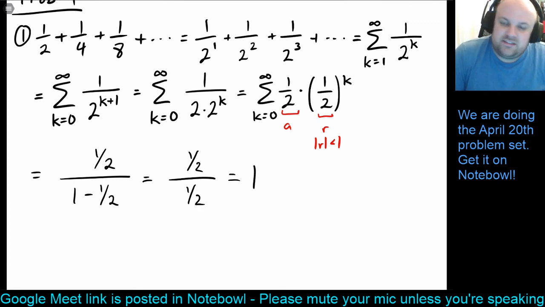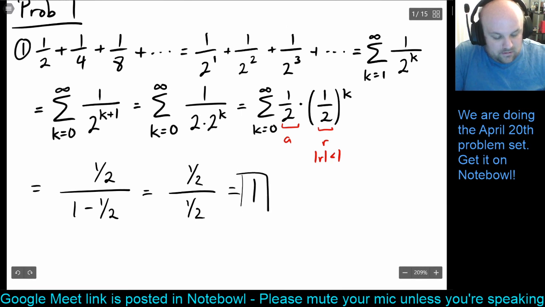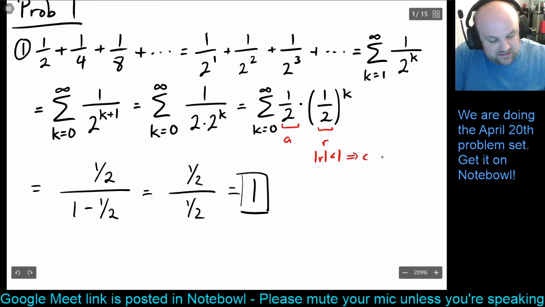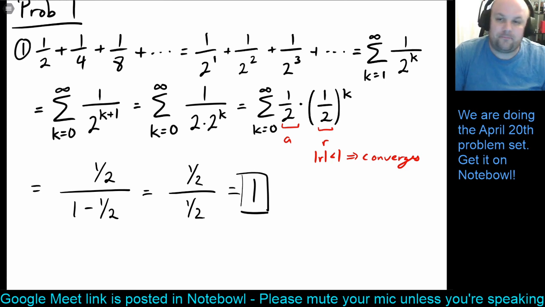So this series, if I add it up, well, first off, it converges because I found an actual number for it, and this is the sum. So actually, maybe I should write here, this means converges. So it converges, and here's the sum.